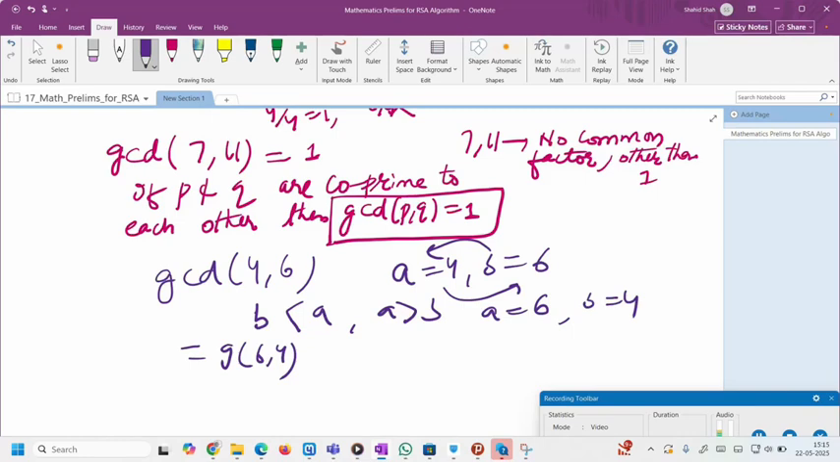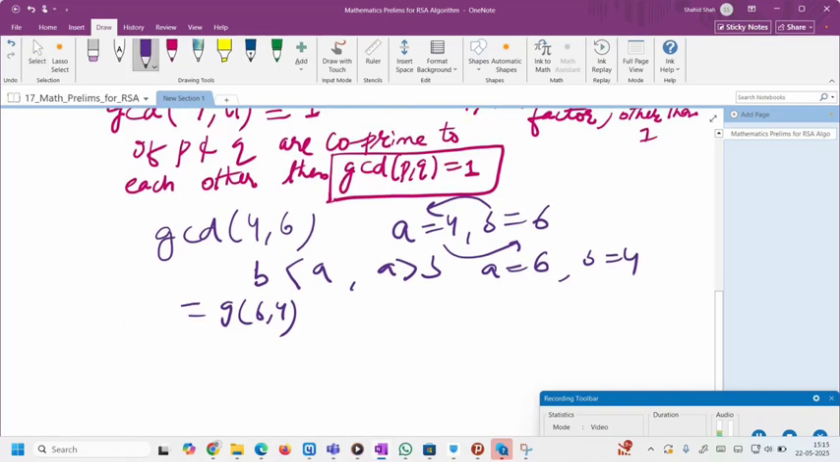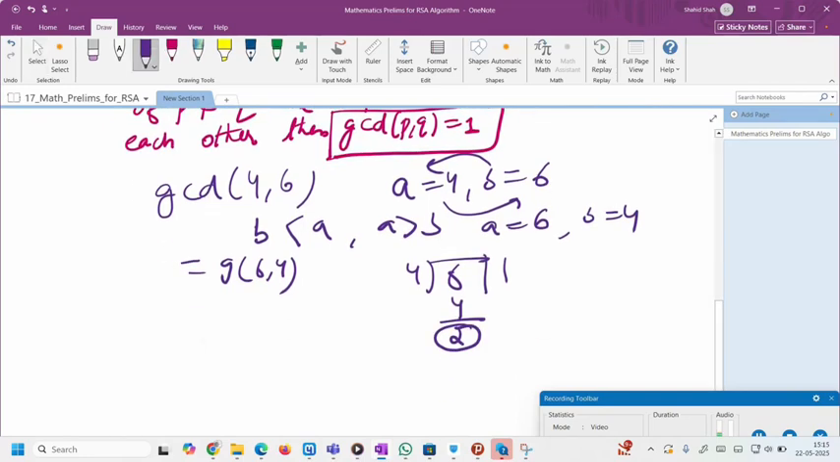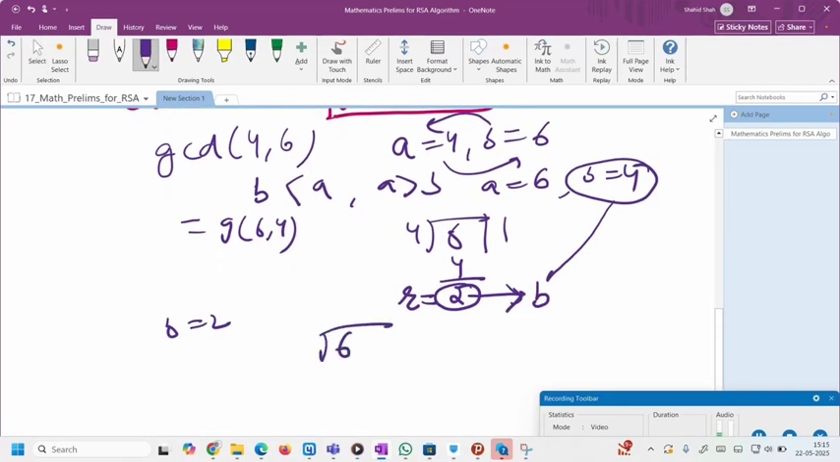Now to find the GCD, the first step, let's divide 6 by 4. We have a remainder 2. Now let's save this 2 as B. This was actually the remainder R, and we now replace B equal to 4 with B equal to 2, and again divide. So A equal to 6, we divide by B equal to 2. We got the remainder 0. Once we get the remainder 0, this number 2 we know is the GCD.